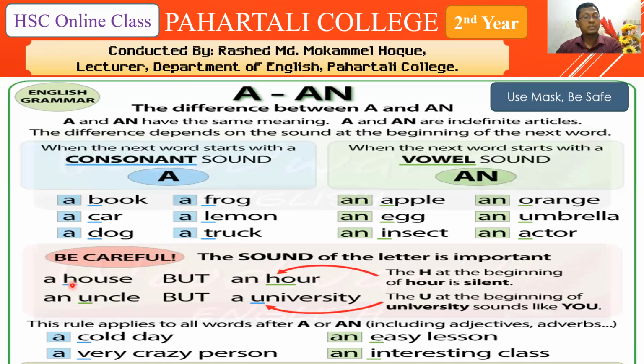Say for example, an uncle, but a university. Whenever you pronounce it, it sounds like you, and you is a consonant. That's why a university. So there are some more examples for you: a very crazy person, a lesson, and an interesting class. So an will be followed by vowel sounds, and a will be followed by a consonant sound.